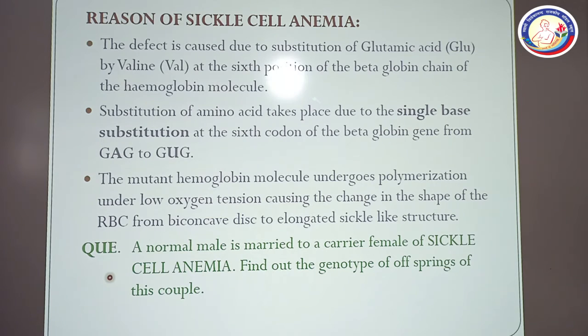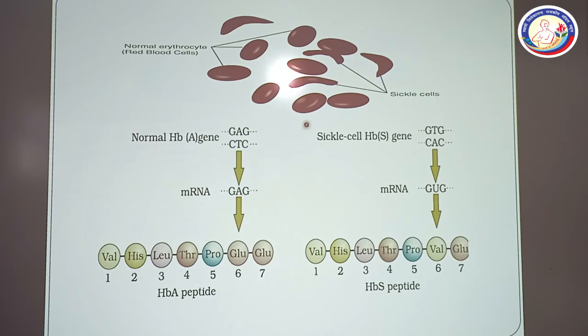Okay, a question is given here. A normal male is married to a carrier female for sickle cell anemia. Normal male means HbA HbA, crossed with HbA-HbS. Find out the genotype of offsprings of this couple. You can see the figure of the sickle cell anemia. These are the normal RBC and these are the sickle cells.